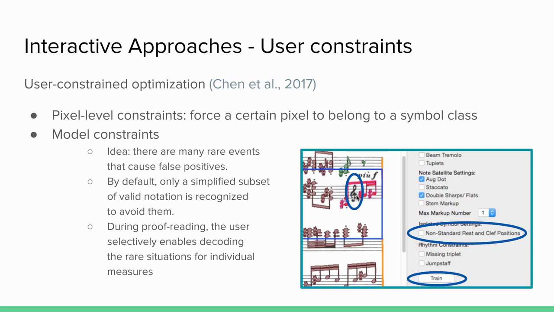And more interestingly, they have this model constraint. So the idea is that, as we have been saying during this session, there are many rare events in music notation. So somehow it could be an advantage to consider only a simplified subset of these rules. So when we find one of these rare events, like for example a clef in a non-standard position, we can tell the system to consider that specific exception. So the idea is to dynamically correct the remaining errors by providing feedback to the system.